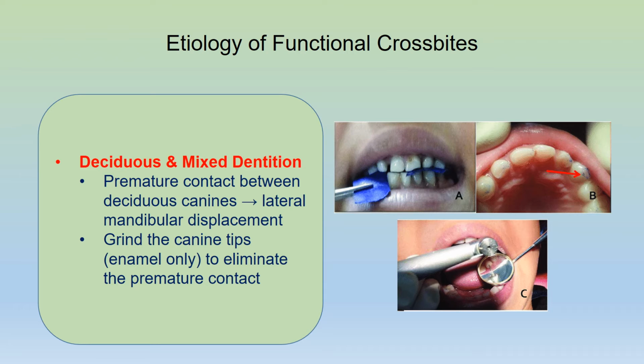Now, functional crossbites. In the deciduous and mixed dentition, premature contact can happen between the deciduous canines, which leads to lateral mandibular displacement. Grinding the canine tips, remember only the enamel, to eliminate the premature contact will eliminate the displacement and thus prevent the development of a crossbite.